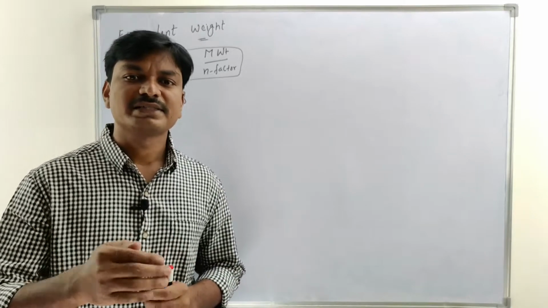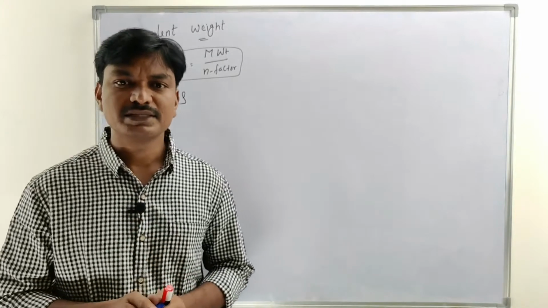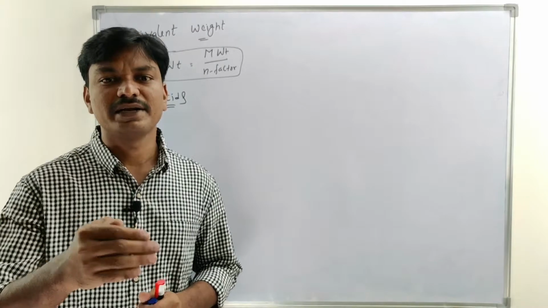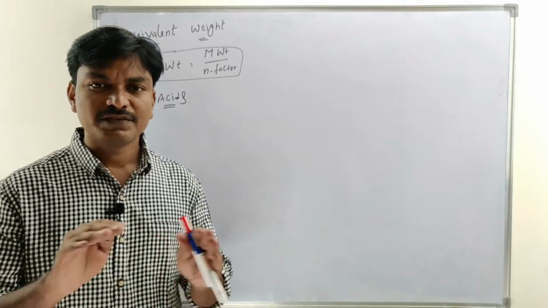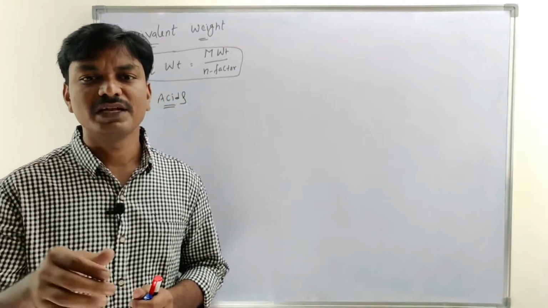Today we are going to discuss how to calculate equivalent weights, and how these equivalent weights apply to acids, bases, salts and oxidizing or reducing agents. That is, different components have different equivalent weights depending on the n factor value.